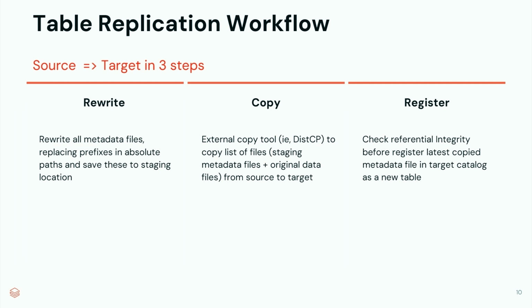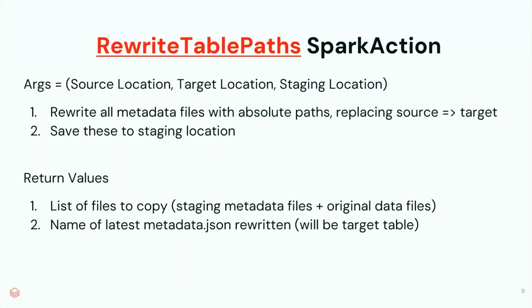So this is the 3-part process that we use in Apple to do Iceberg replication. We were able to contribute to the community in version 1.8 with this new action called rewrite table paths, which is a Spark action. You may know Iceberg has a lot of Spark procedures like rewrite data files, rewrite manifest. So this is another one.